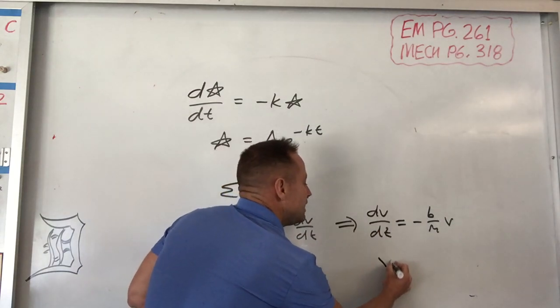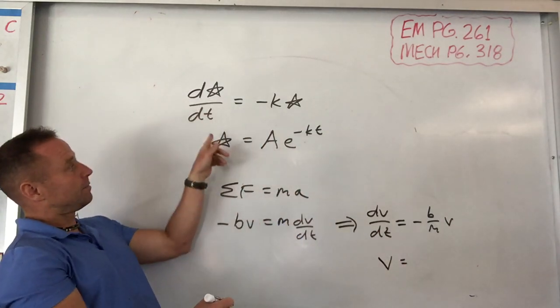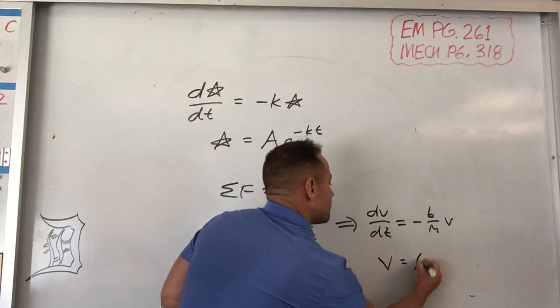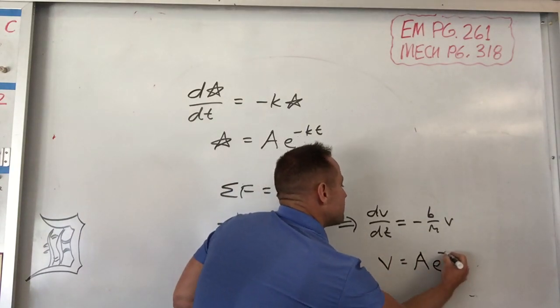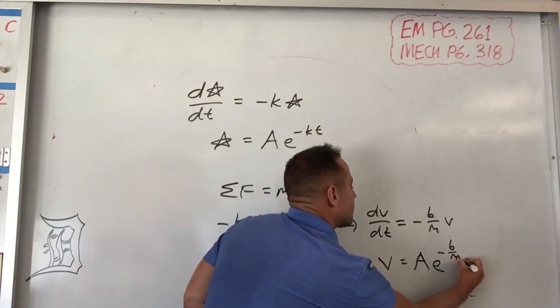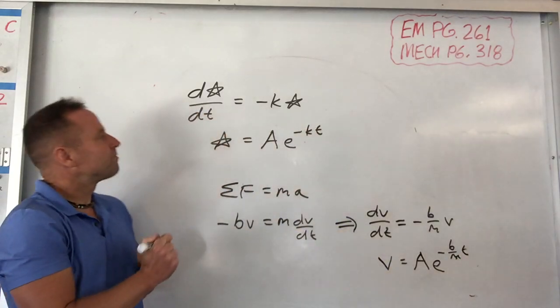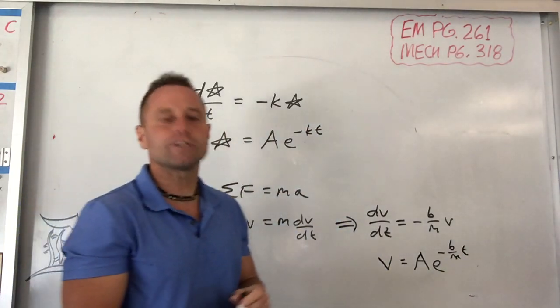So your v, if you just cheat off of what we did up here, is going to be some constant times e to the minus b over m t. So those are the two main differential equations that you'll see.